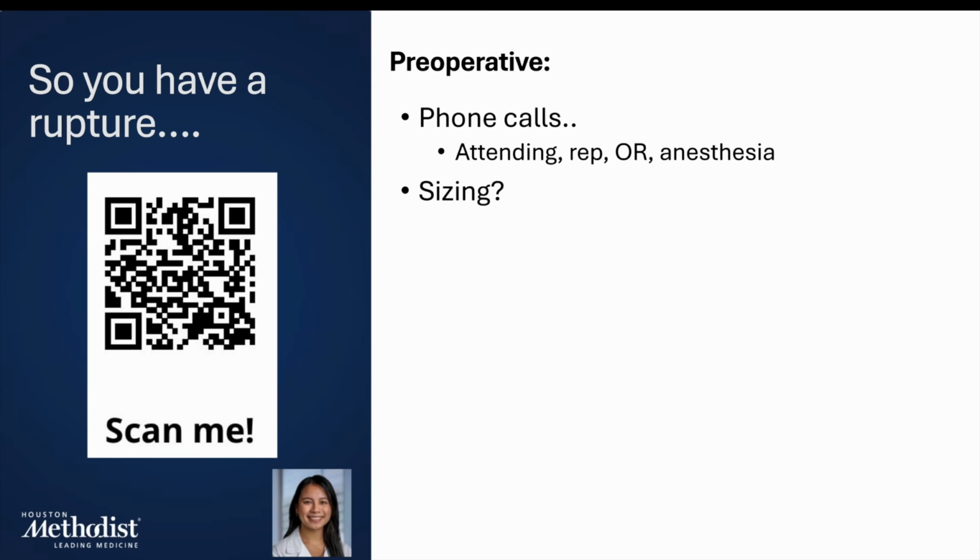Okay, so for sizing, how much are you planning to oversize your graft in a ruptured AAA situation? In this patient, of course, we had a recent scan from when he was not ruptured, but in general, you want about 20 to 30% oversizing.